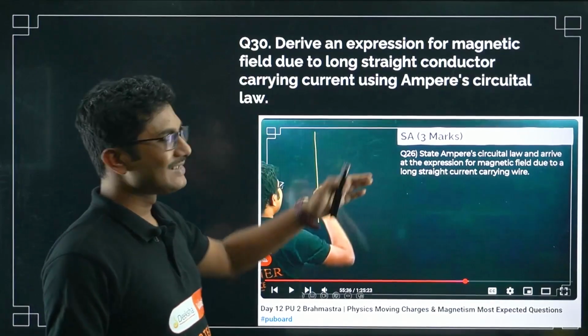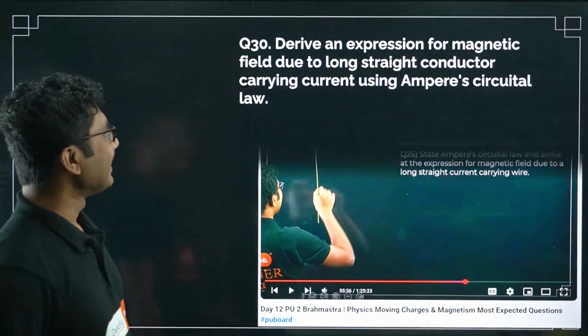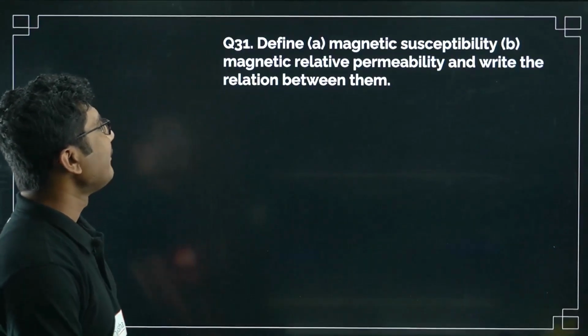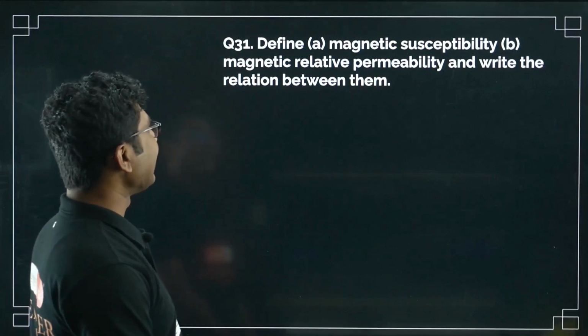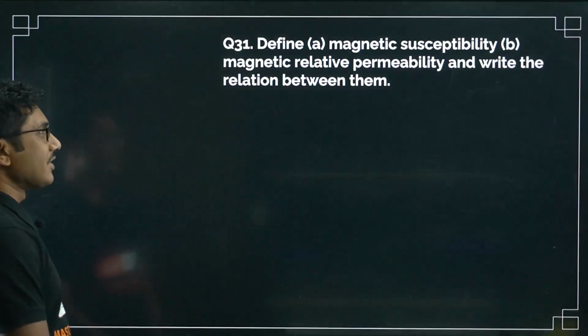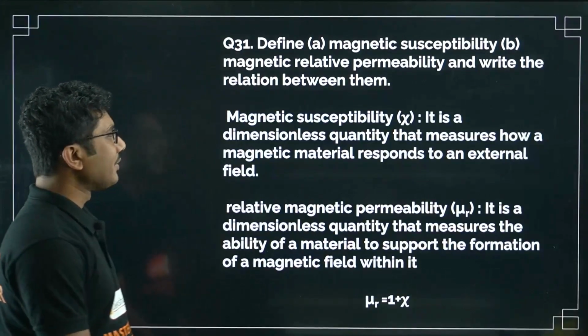Now the number difference is there. Obviously that coincidence happened only once. So let's see the next question. Define magnetic susceptibility and then magnetic relative permeability, and write the relationship between them. This is not a super common question from this chapter, but we will see.